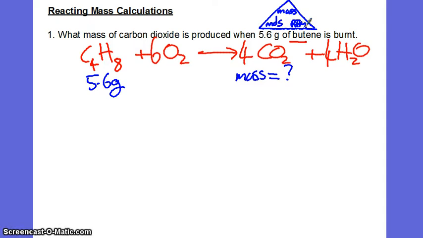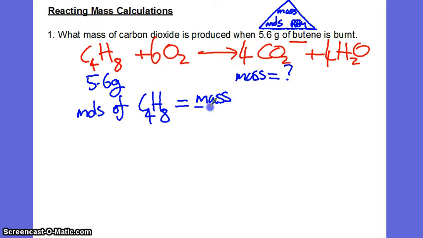So first thing we do on any of these questions is work out the moles of the substance we have. So we know we've got 5.6 grams of butene, so we need to work out the moles of butene. So moles of C4H8. Okay, and we calculate that using our triangle. So as we want to work out moles, we cover up moles, and we know that moles is mass divided by RFM. So write out the equation, mass divided by RFM.